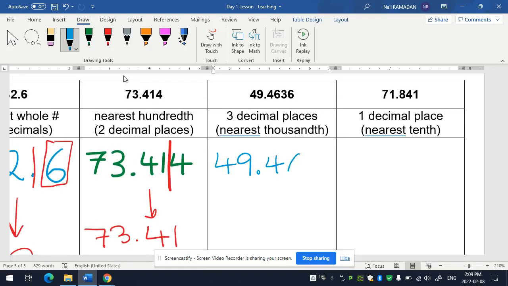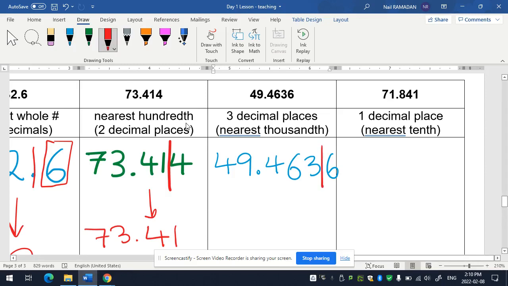49.4637. How many decimals am I asking you to show? 3. So that means, look, everyone, I'm going to show this one, this one, and this one. That means my cutoff line is right here.